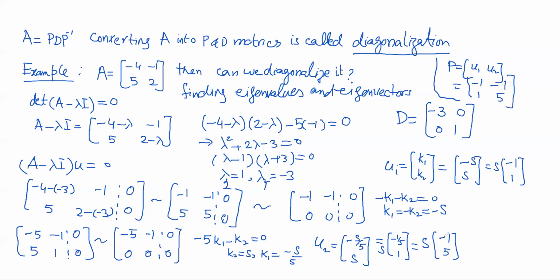So remember that in this case, if you put minus 1, 5, you can instead make it 1 and minus 5, and that is also okay. That will be also okay. So now we have found P, and we have found D.